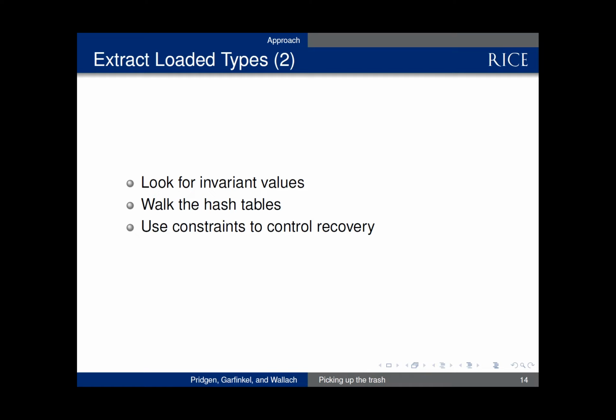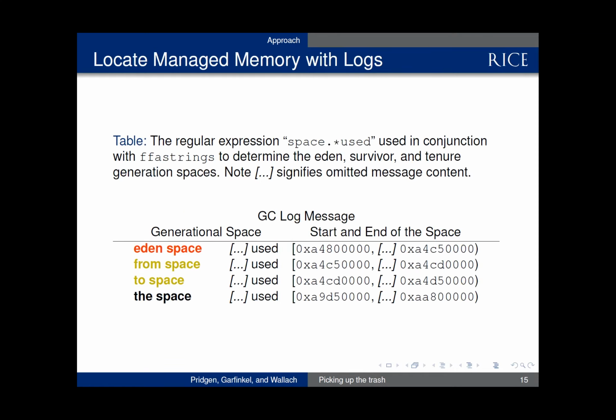We use a number of constraints to keep the parsing from going out of control. So for instance, if we read memory and the first value looks correct, but the next value is something outlandish, telling us that we need to read 2,000 elements or 3,000 elements, we would consider that out of bounds. We would stop that parsing and move on to the next candidate. So once we've identified all of our different types and all of our symbols, the next step is identifying where the managed memory is within the JVM heap.